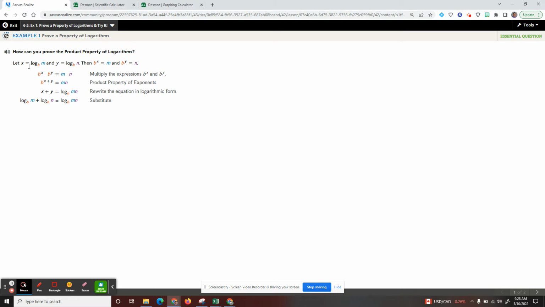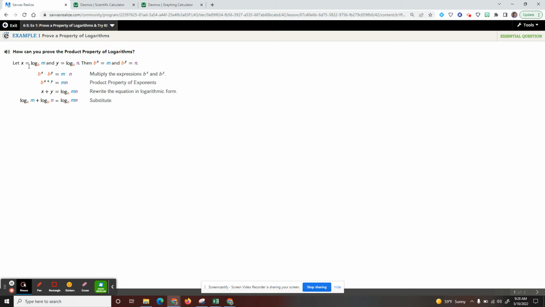All right, so we're going to let x equal log base b of m, and y is going to equal log base b of n. We're going to convert those to exponential equations, right? So base b raised to the power of x is equal to m. Base b raised to the power of y is equal to n, and that's what you're seeing there. So if I multiply b to the power of x and b to the power of y together, you get m times n, because they're both equal to m and n respectively.